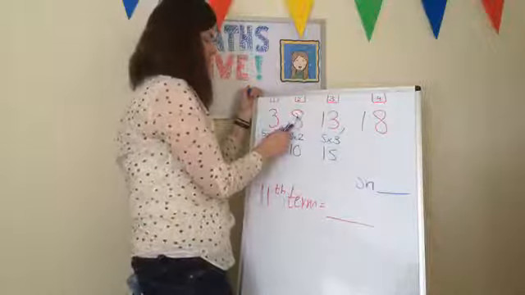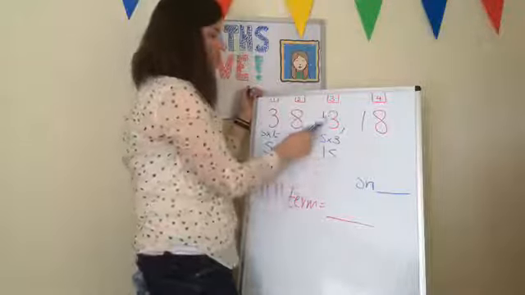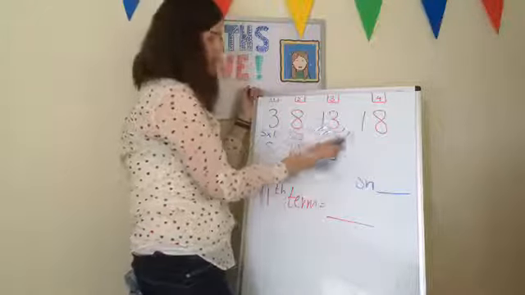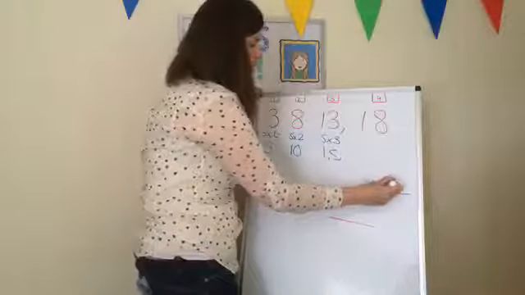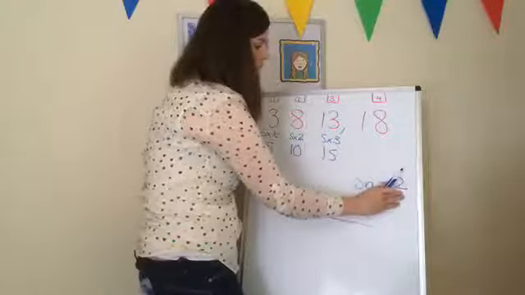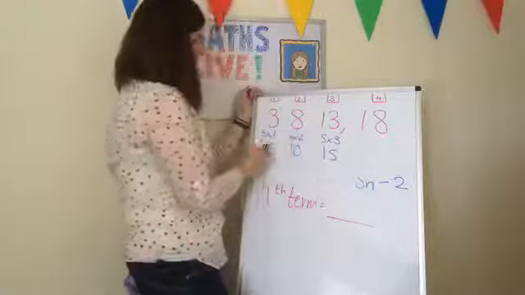So what do we do to 5 to make it into 3? What do we do to 10 to make it into 8? What do we do to 15 to make it into 13? We need to subtract 2. So the rule is 5n, take away 2.